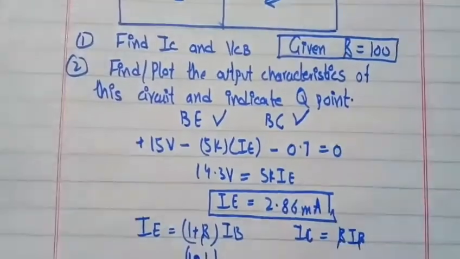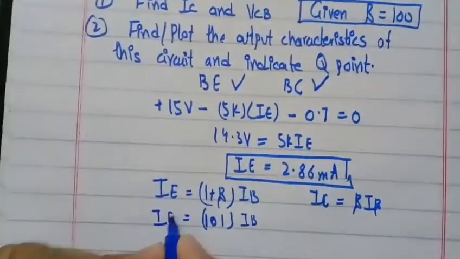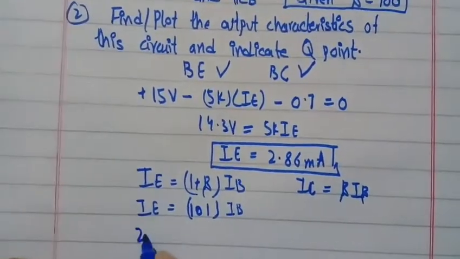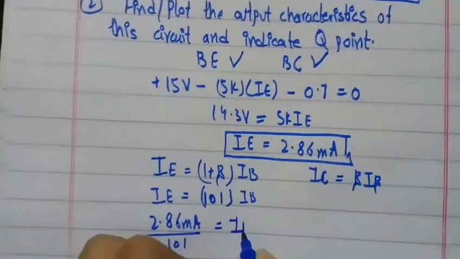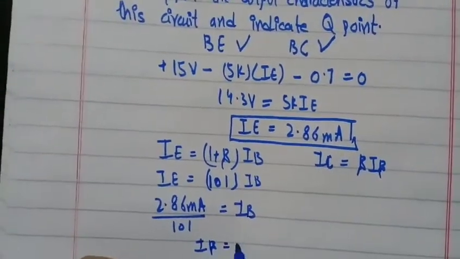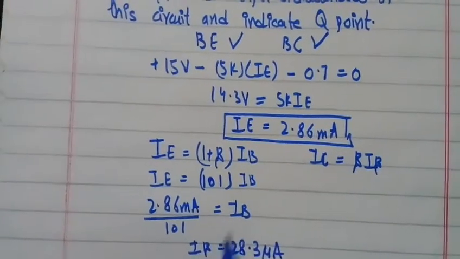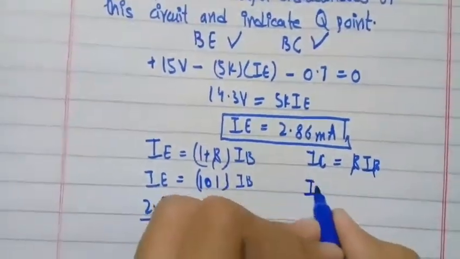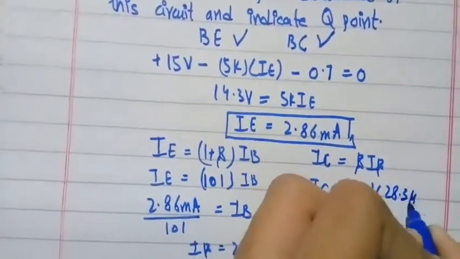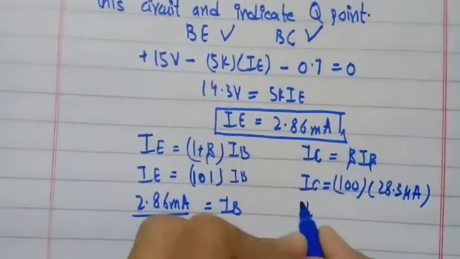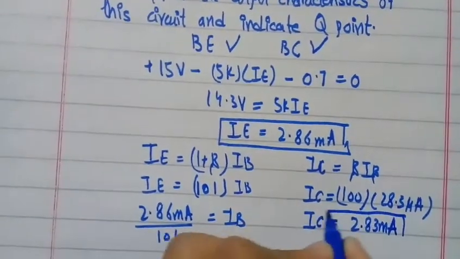Beta of the transistor is given as 100, so 101 into IB equals IE, and IE is 2.86 milliamps. So 2.86 milliamps divided by 101 equals the base current, and the base current will be 28.3 microamps. Now put the value of IB and beta to find IC. IC will be equal to 100 into 28.3 microamps, so IC will be equal to 2.83 milliamps.